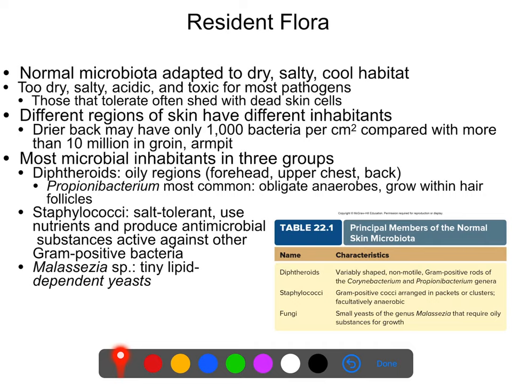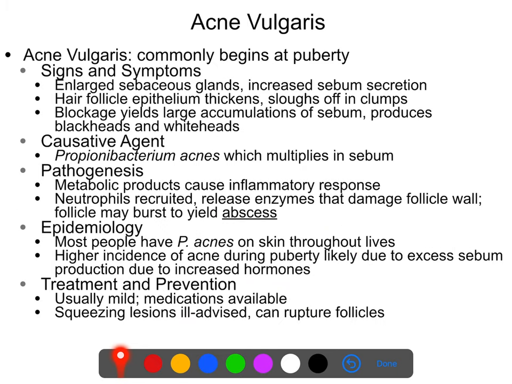Yeasts, particularly a yeast called Malassezia, is also a common, well, not bacteria, but a common thing to find growing on your skin. And they're lipid dependent, so they're only going to really grow in oily regions of the skin. So particularly not on the palms of your hands, but the more oil, the better for them. Many of the bacteria that can infect your skin are going to be the ones that live there professionally.